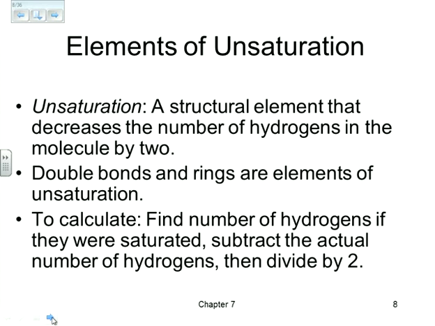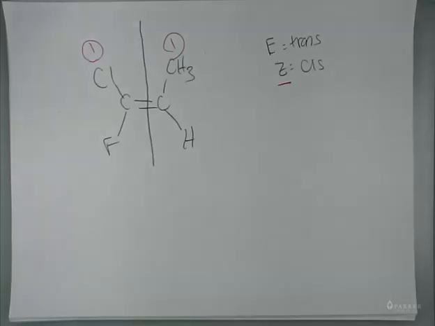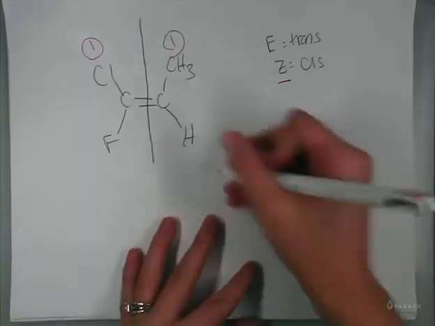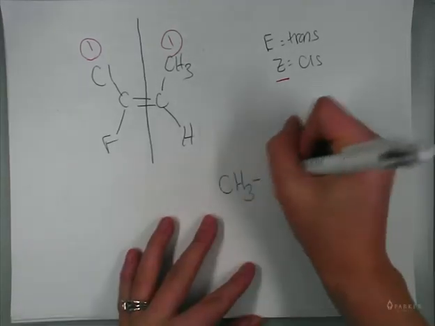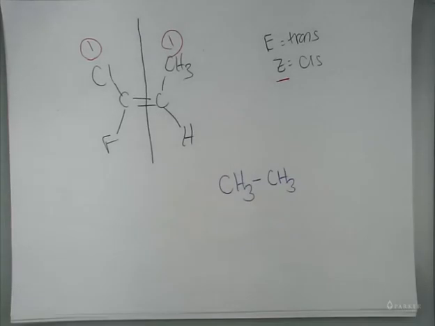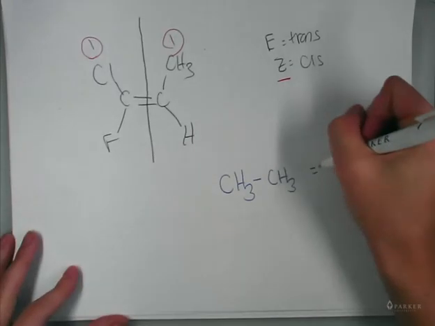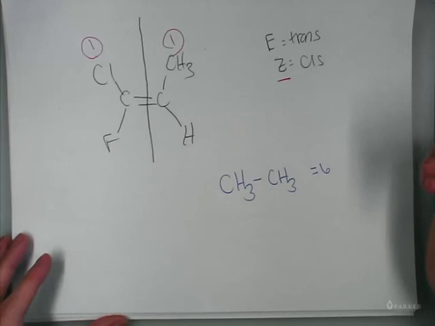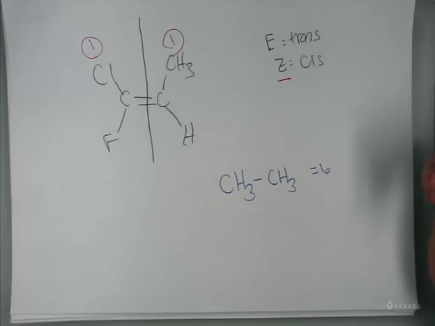When something's saturated, that means you have the maximum amount of whatever you're looking at. In this case, a saturated compound, we're looking at hydrogens. So if I have, for example, ethane, CH3, CH3, this one's fully saturated with hydrogens. I have a total of how many? 6. So anytime you have an alkane, so single bonds, you're fully saturated.